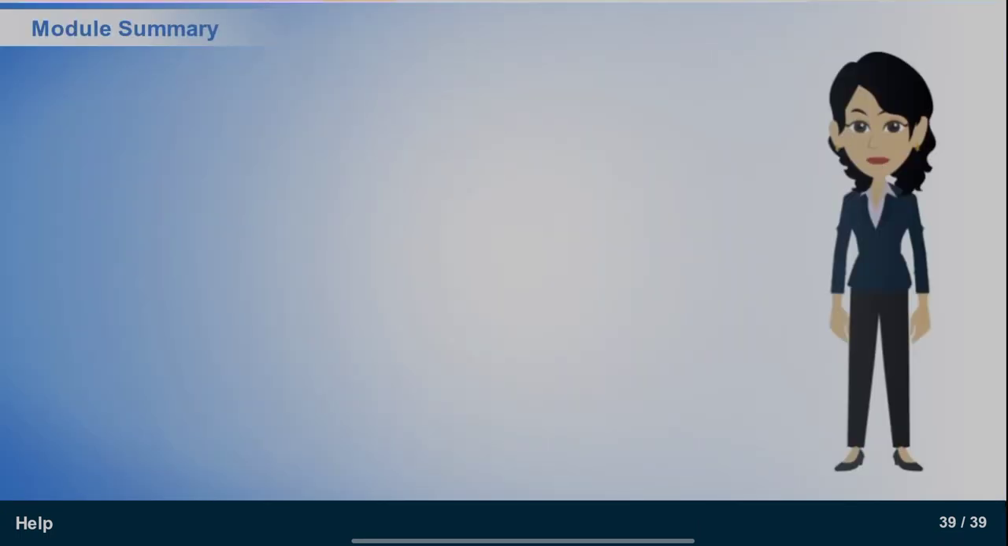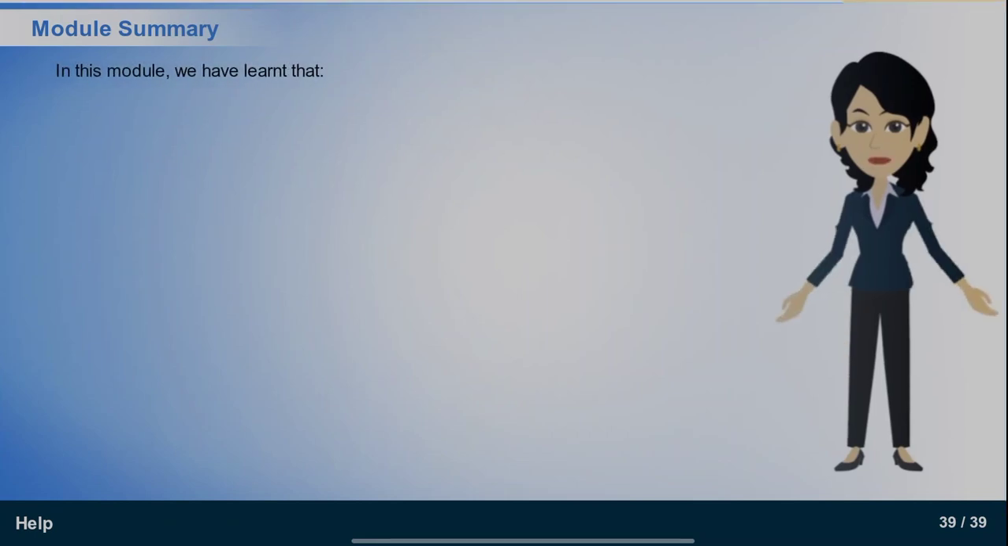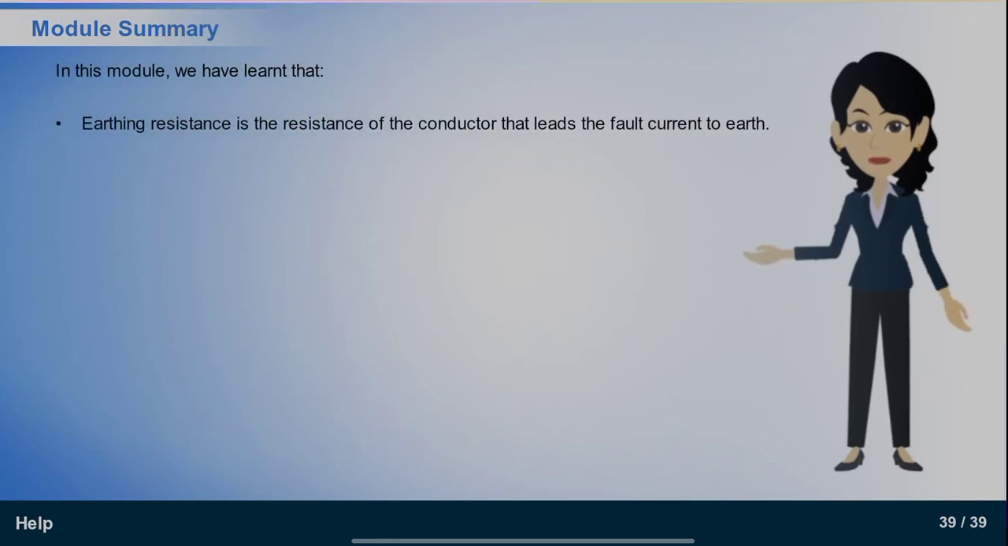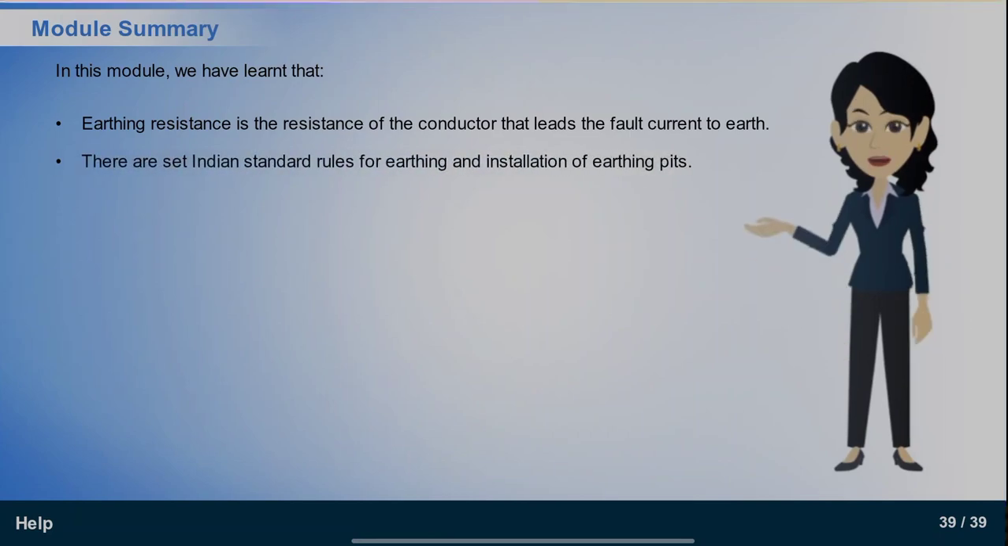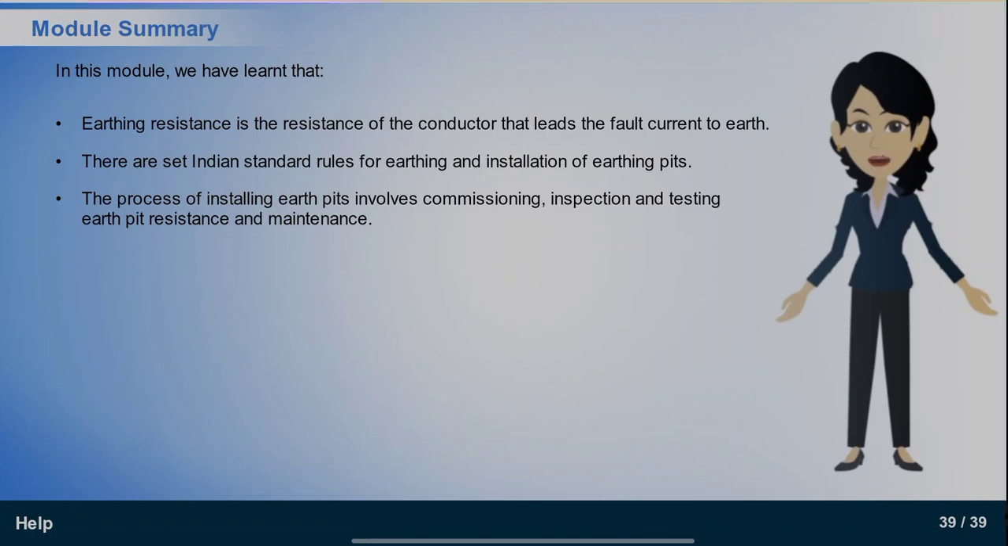We have come to the end of the second and last module of Power System Basics Earthing. Here is a quick recap of the key points discussed in this module. We have learned that earthing resistance is the resistance of the conductor that leads the fault current to earth. There are set Indian standard rules for earthing and installation of earthing pits. The process of installing earth pits involves commissioning, inspection, testing of earth pit resistance, and maintenance.